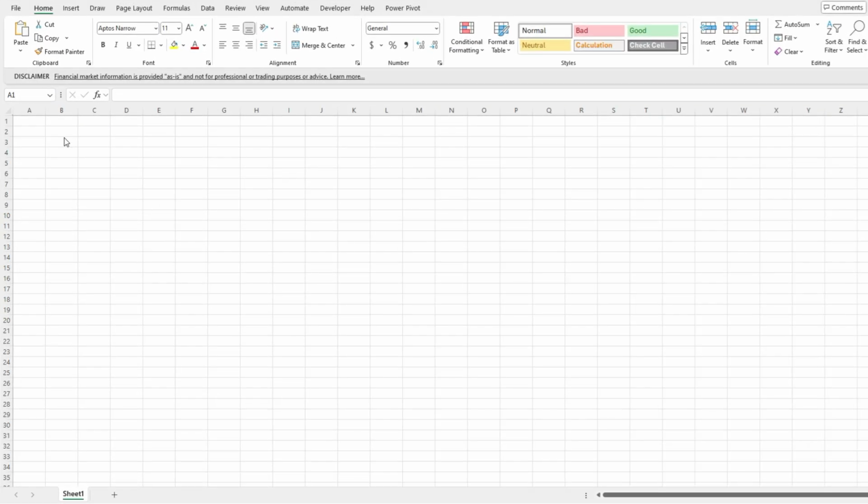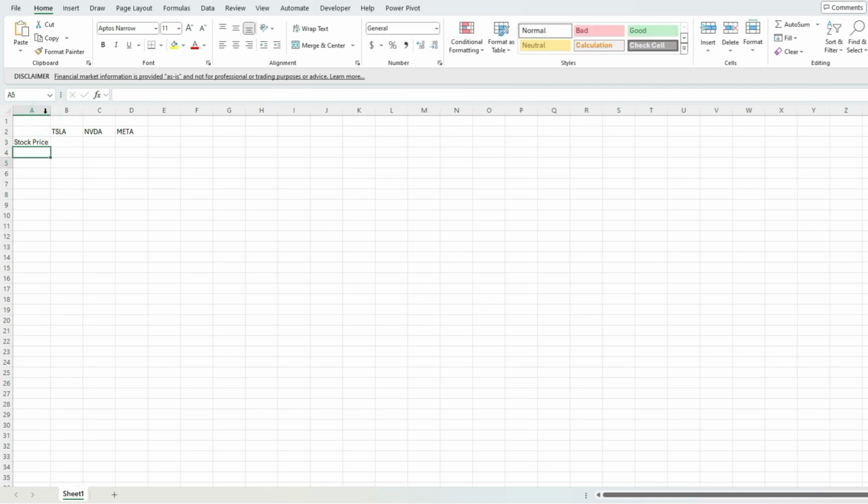So for this example, I'm going to use three tickers: Tesla, Nvidia, and Meta Platforms. So I'm going to pull in their data and calculate what their PE ratios are. So the key things we're going to need are the stock price, their earnings, and shares outstanding, and that'll help us calculate the EPS, which will then be used to calculate the PE ratio.